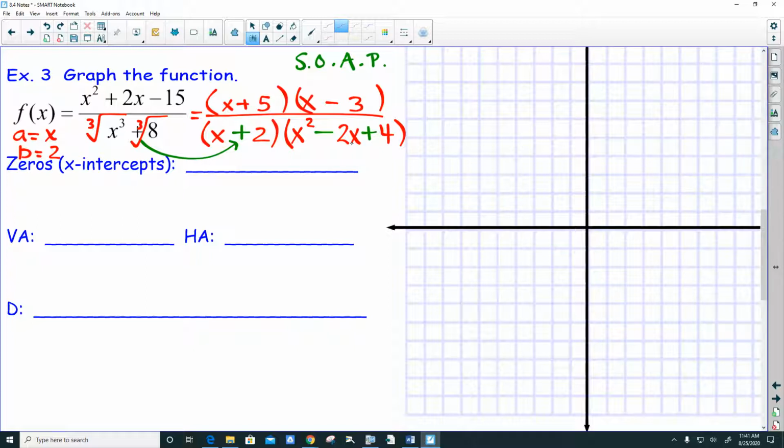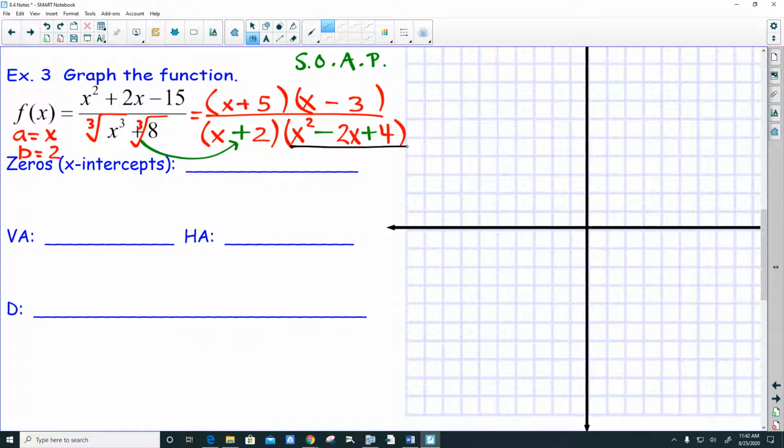Okay. Please remember this trinomial piece right there: after you factor a sum or difference of two cubes, you will not be able to factor that any further. So that means that that will not produce any more zeros. No domain restrictions will come from that. No vertical asymptotes will come from that.